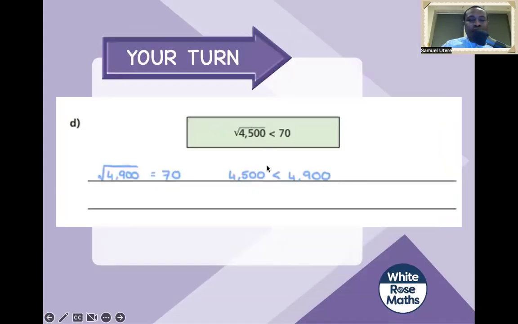And here is the answer to D. So we're asked to check that this is right. Well, we know the closest one we can find is 4,900, which is 70. So we know that the estimate that we have used, which is 4,900, is greater than the actual statement that we're given. So this calculation here must be less than that one. So it's correct.